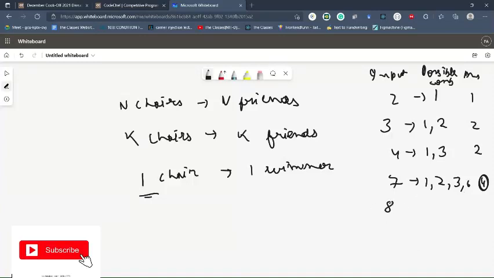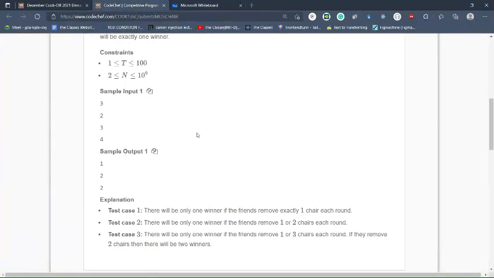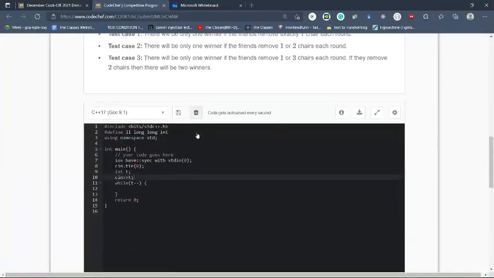Again one more test case, suppose 8, so it will be 1 and 7. These will be the 2 combinations here. So we can see here that we are getting the factors of n minus 1 as our outcome. So this is the logic here. Okay, so now let's code this.